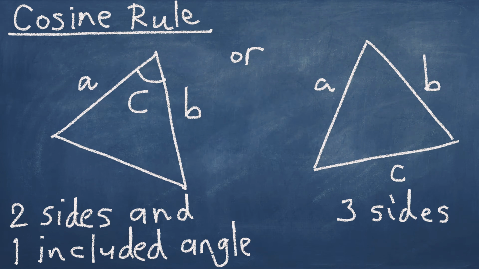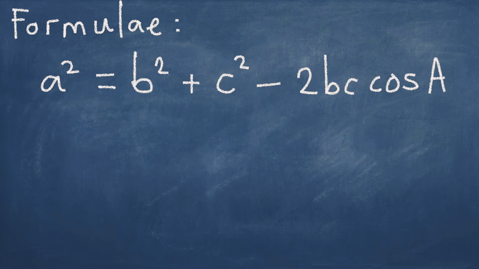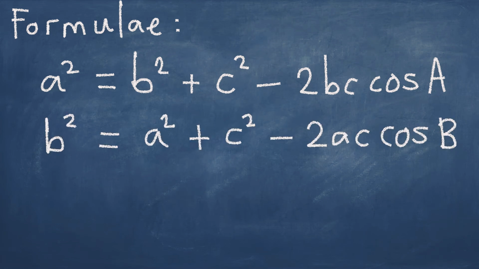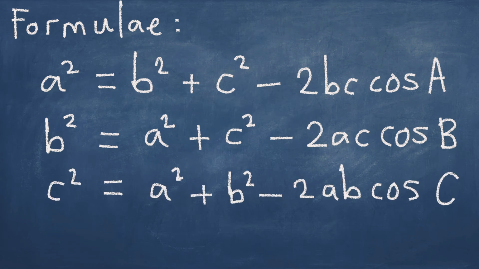If you look at the formula of the cosine rule, it goes like this. We have a square equals b square plus c square minus 2bc cos A. So the a square will be in front, and at the end we have cos A. You can change the formula a little bit, so you have something like this: b square equals a square plus c square minus 2ac cos B. Notice that the 2ac comes from the previous terms, which are a square plus c square. And then lastly, we have c square equals a square plus b square minus 2ab cos C.